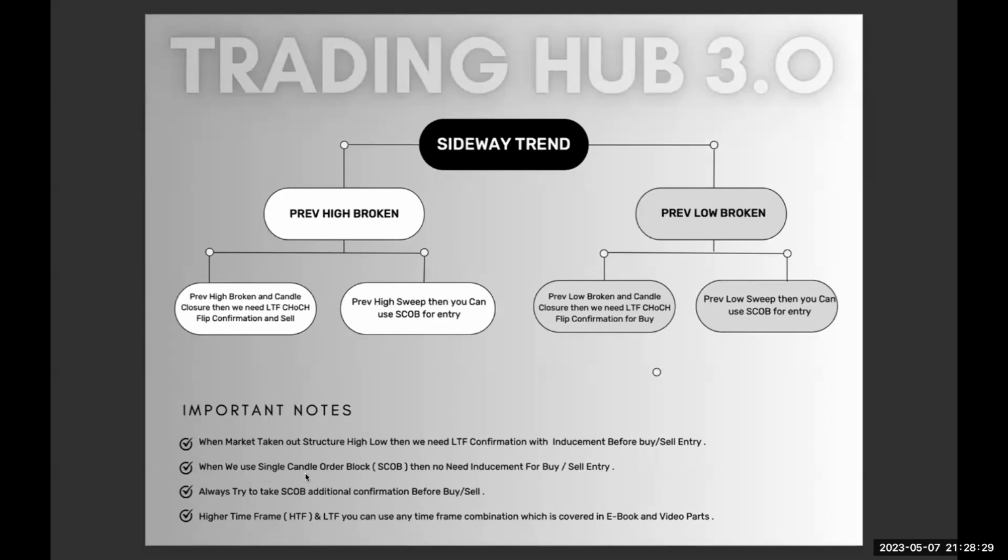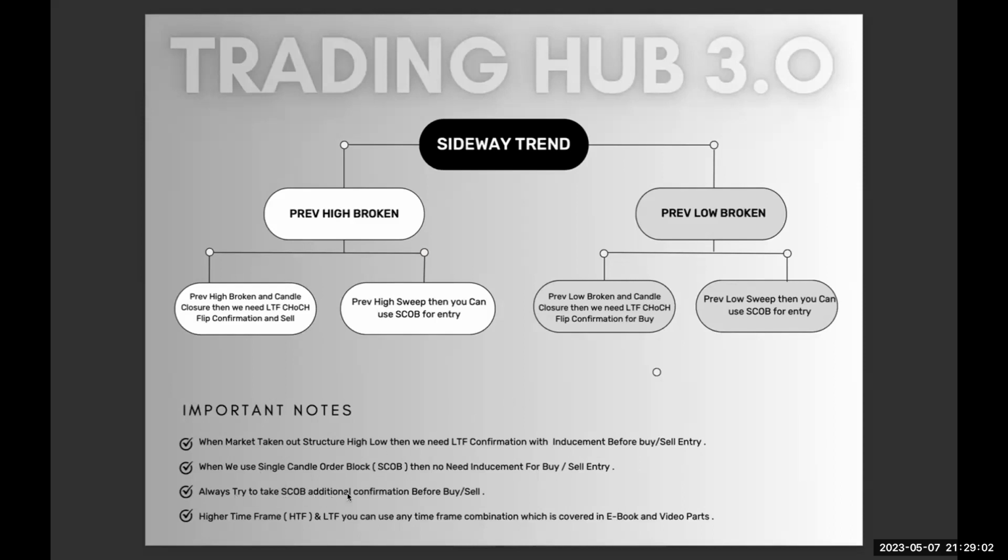When we use single candle order block, then there is no need for inducement for the buy and sell. Remember, when you identify a higher time frame single candle order block, for example 15-minute, and you find an entry, then you don't need 1-minute inducement. If the market creates inducement, which is correct. If not, then also fine, right? Because the main thing is that the liquidity is taken out, which the market has already grabbed, in terms of the candlestick formation.